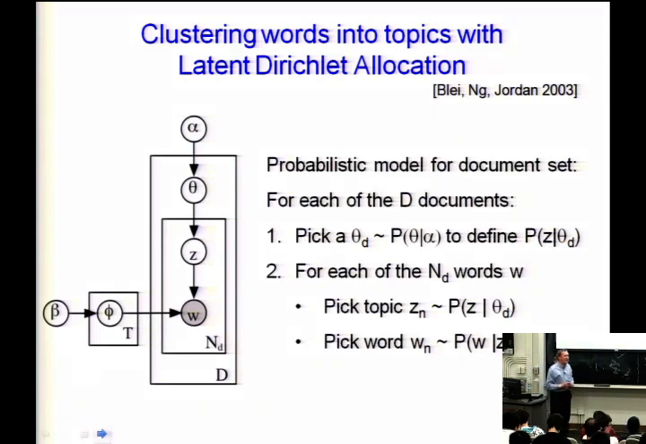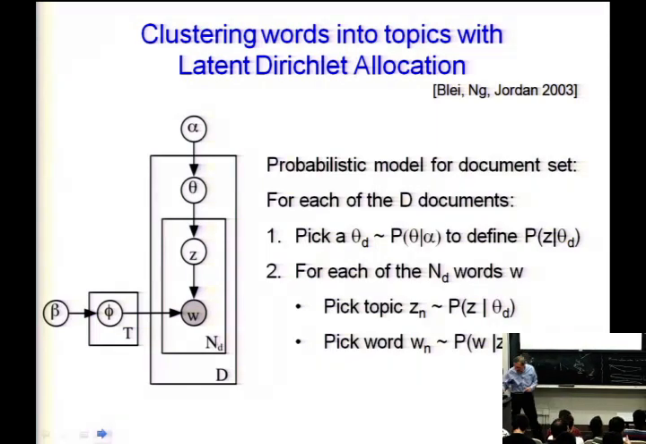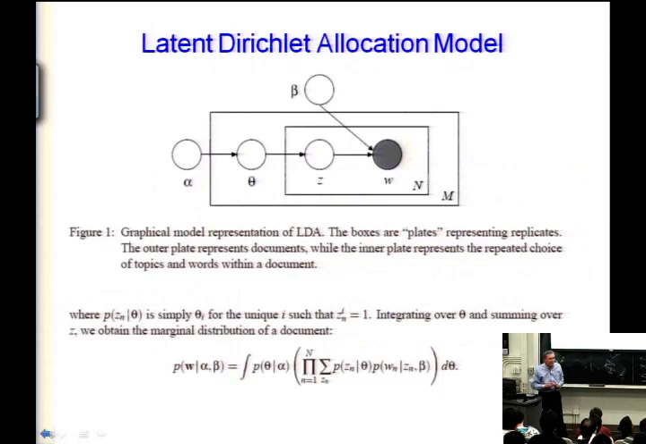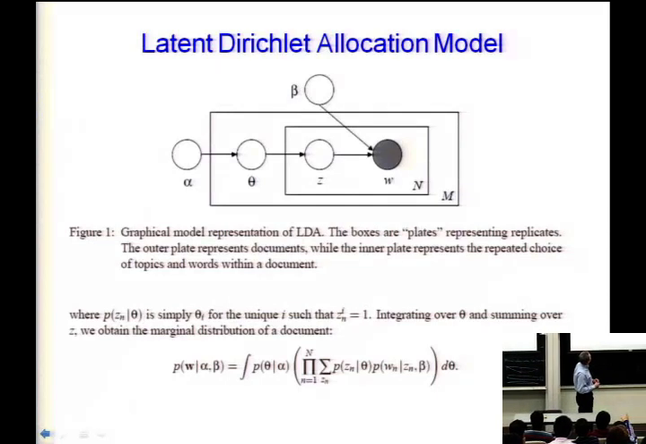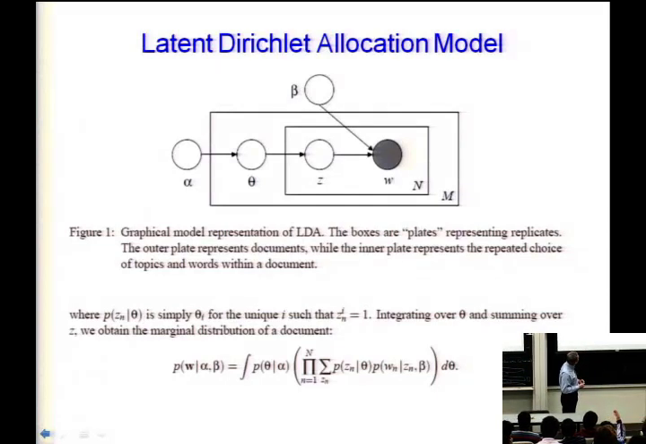Uh-huh. In the previous page, there's a term of P of z given theta here. So that does not depend on which document it is. So in the previous page when you said that those arrows on the same level are not shared, what does that mean?